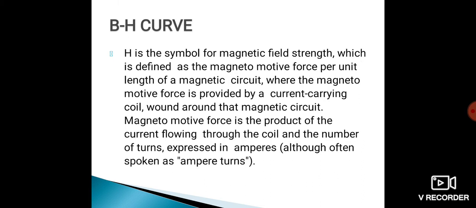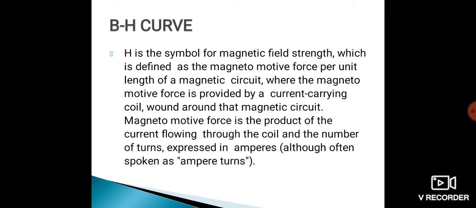Now, H is the symbol of magnetic field strength, which is defined as the magnetomotive force per unit length of a magnetic circuit, where the magnetomotive force is provided by the current carrying coil wound around that magnetic circuit. The magnetomotive force is the product of the current flowing through the coil and the number of turns, expressed in amperes, although often spoken of as ampere turns.